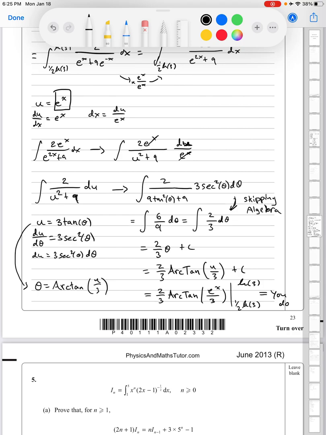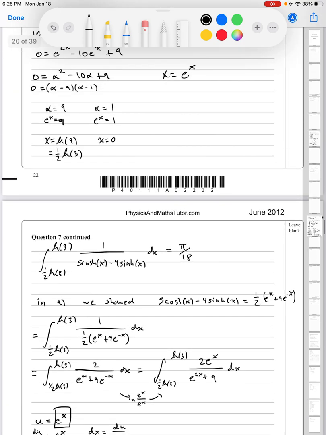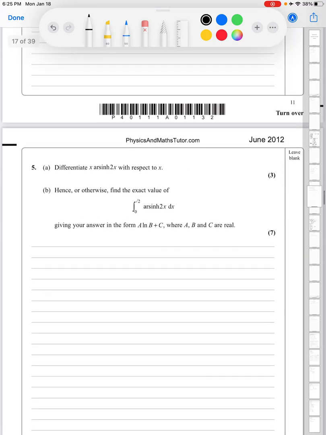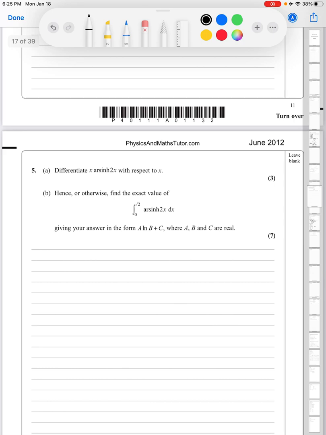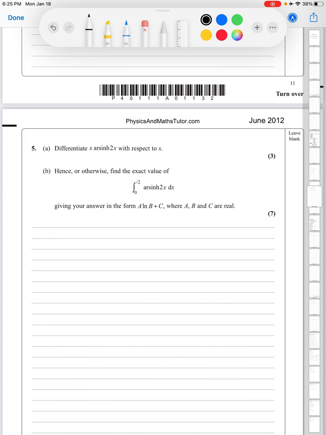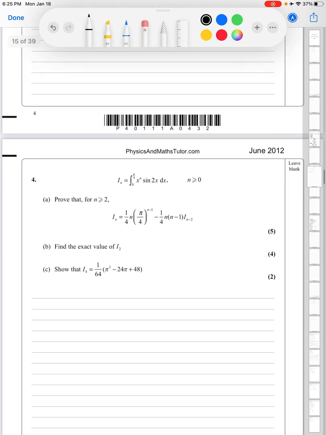I don't want to do too many because I want you to have more for yourself. But actually, as a matter of fact, just scanning through up until this point, these are the only two that you're actually really fully equipped to do. Actually, you could do this one. So this is a good one for you to try. So this is June 2012, question 5. That's a very good one for you to try.